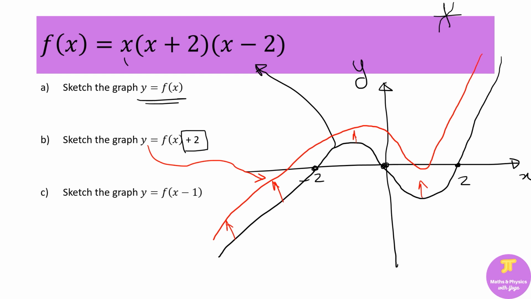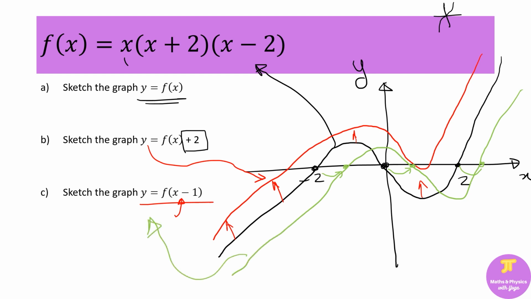The next one is inside the bracket. This is a horizontal transformation, and there's a -1 here, which means it should be shifted to the right side by 1 unit. So it's going to go through this way. This point will be shifted here, this point will be shifted here, and this point will be shifted here. So the graph goes through 0 and goes through this way, and this is the answer to part C.